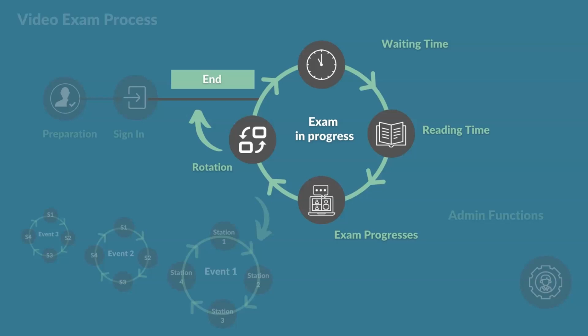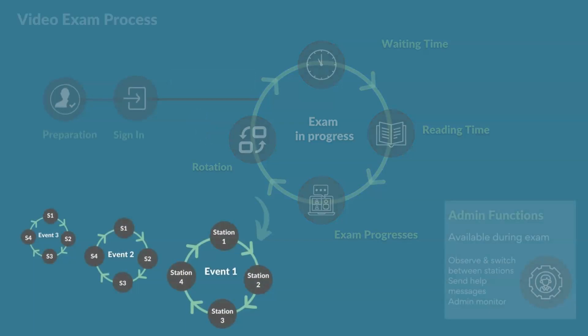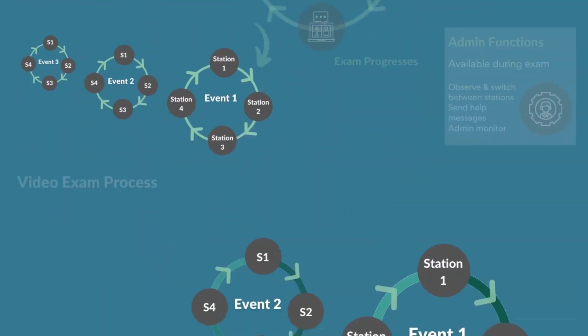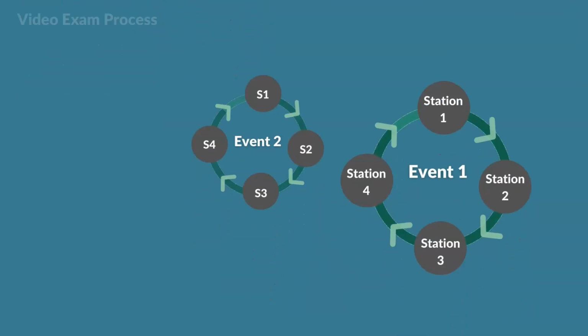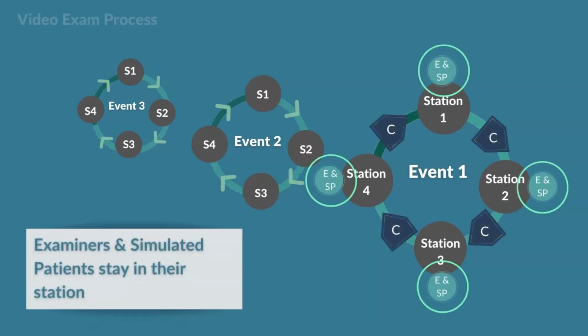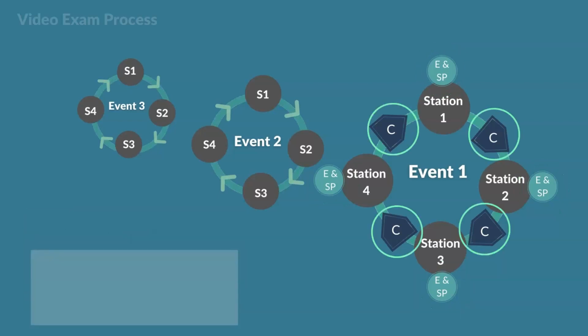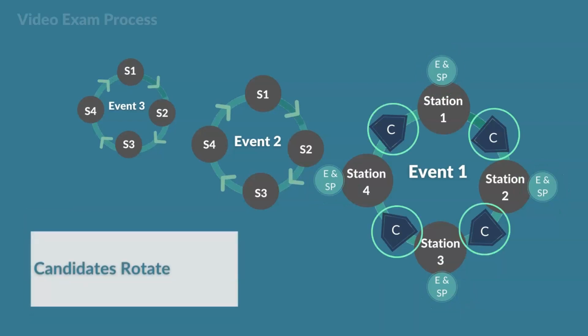This process of waiting, reading time, marking and rotation continues until this event is over. Once all events are complete, the exam will end. Multiple events are easy to organise and automate. Events can run at the same time or be scheduled at different times according to each organisation's needs. The examiner or examiners remain at their events, as do any attached simulated patients. The candidates move on to the next station until all the stations in their event are completed.